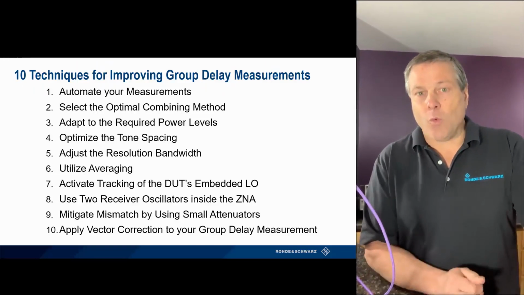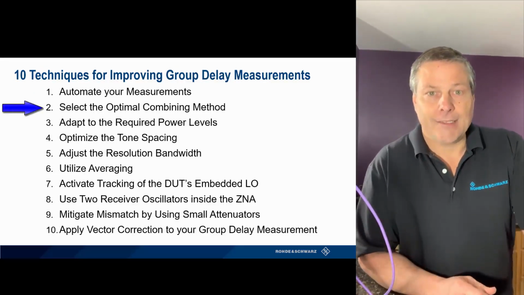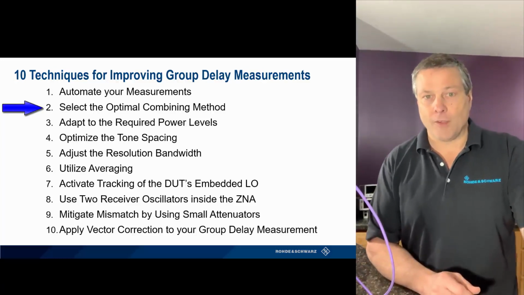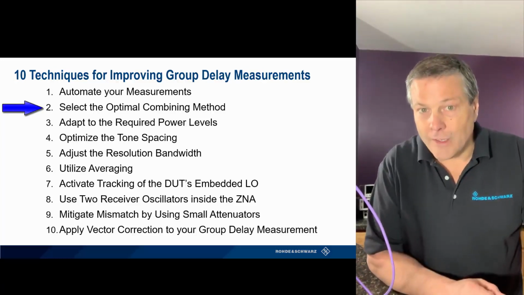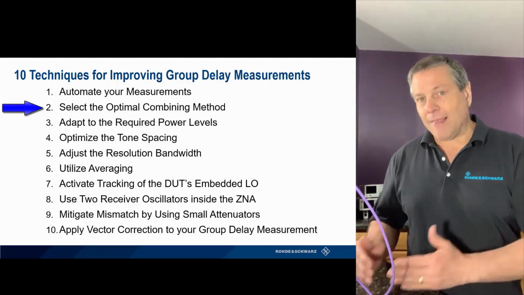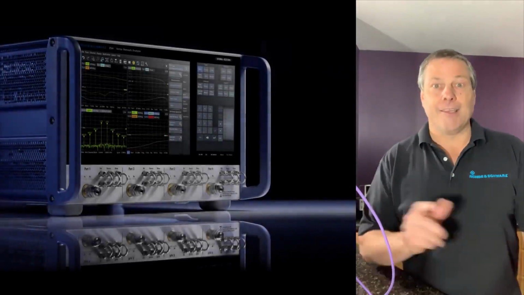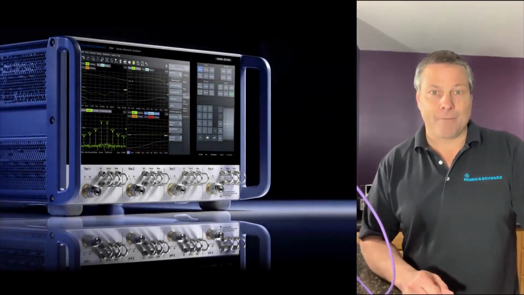Picking the optimal way to create your two-tone signal is number 2 on my 10 techniques for improving your group delay measurement. Again, watch video 3 where I talk about optimizing power levels, and we're going to make that technique using the coupler as a combiner just as effective as the other techniques. Okay, I will see you then.